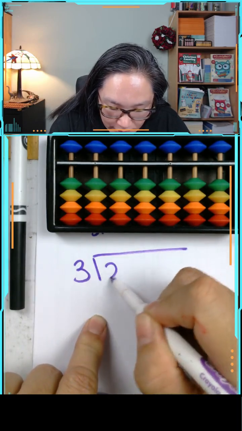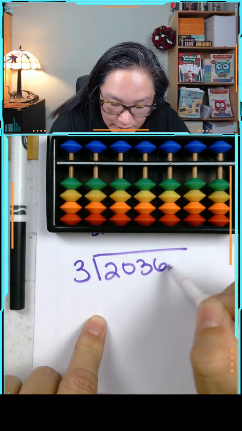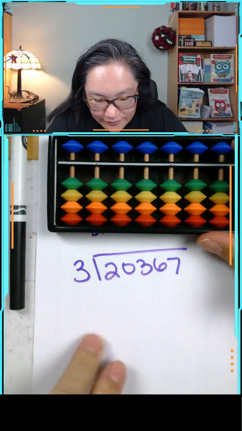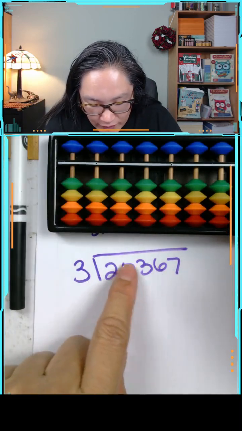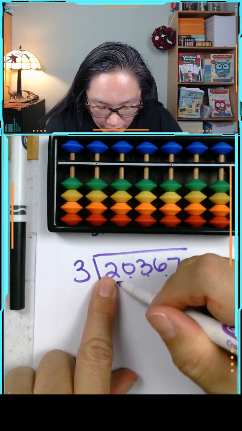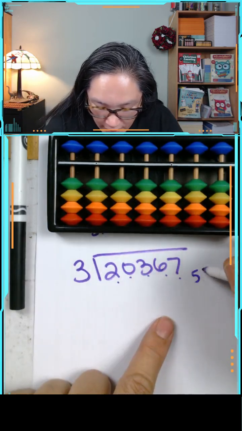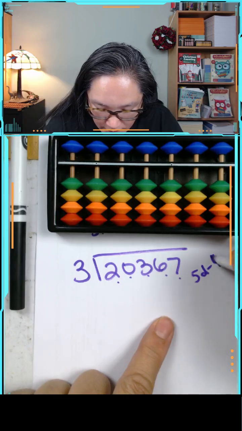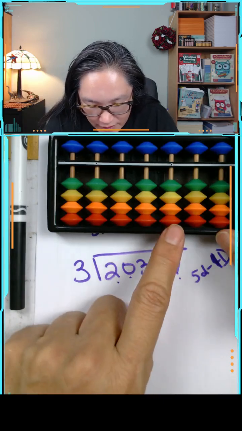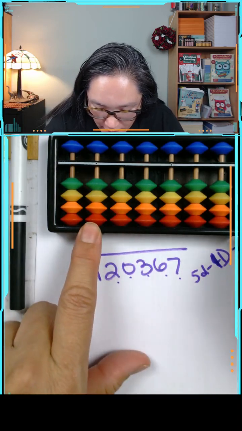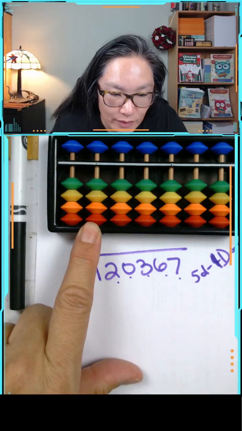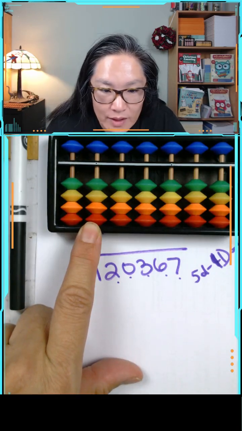3, 2, 0, 3, 6, 7. That's what it is. 1, 2, 3, 4, 5. 5 divided, take away is 1. Okay, sorry. 1, 2, 3, 4. That was a wrong number. There we go.